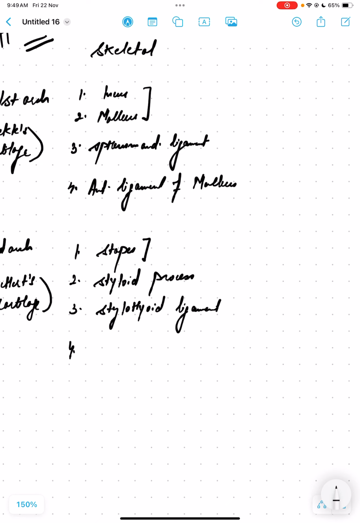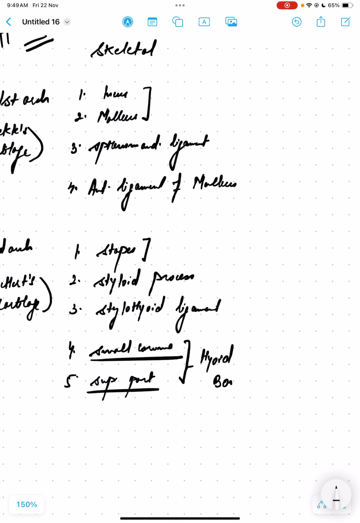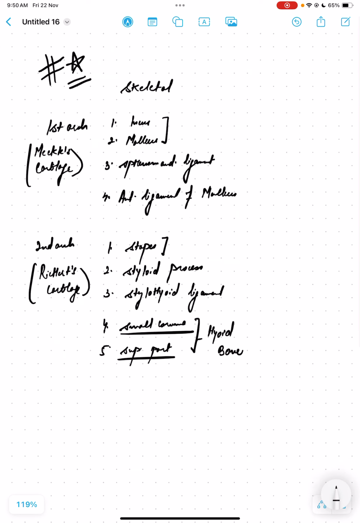okay. Then we have the lesser cornu along with the superior part of the hyoid bone. The first involves incus and malleus along with sphenomandibular ligament and anterior ligament of malleus. In the second we have stapes, two parts of the hyoid bone, the superior part and the lesser cornu, and then we involve the styloid process and the stylohyoid ligament.